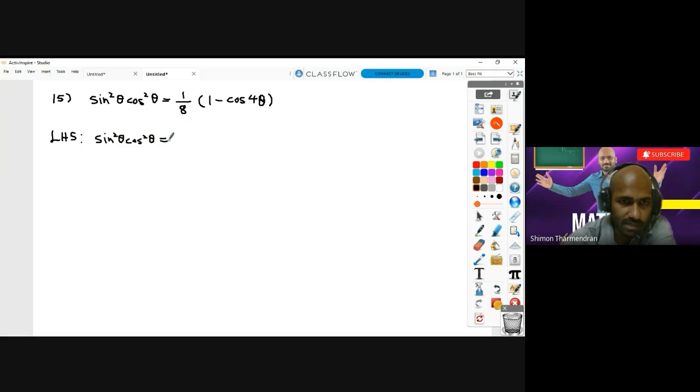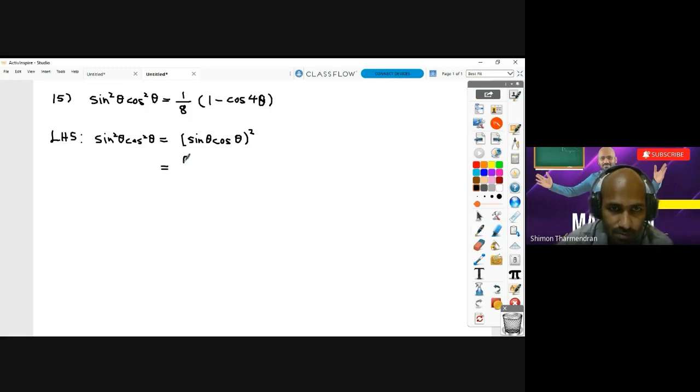I can directly see a double angle formula because I've got sine squared theta times cos squared theta. I'm going to rewrite this as sine theta cos theta. I'm going to go step by step so you know it's equivalent. Same thing, I can put the square here. Sine squared cos squared, I can put sine cos and then square outside the big bracket. Why? Because it's multiplication. If it's sine squared plus cos squared, I can't do that.